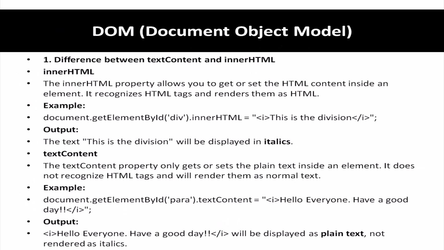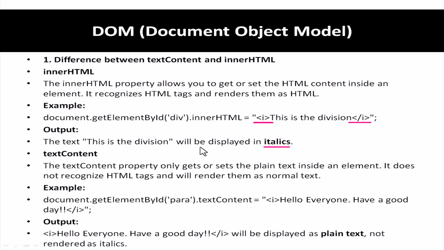Next, the document object model, where you can place inner HTML tags inside the element. It recognizes the element tags and renders them as HTML. Example, document.getElementById division.innerHTML. You may use the italic tag as a particular thing. Here you have used an italic tag, so this is the division, and this particular text will be displayed in italics.